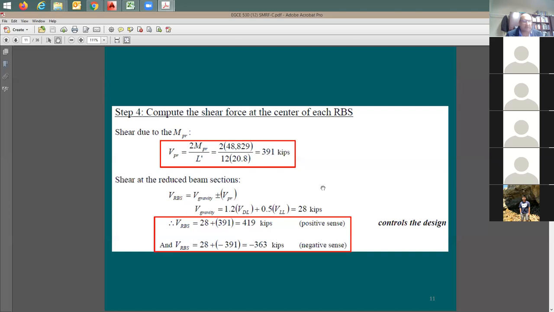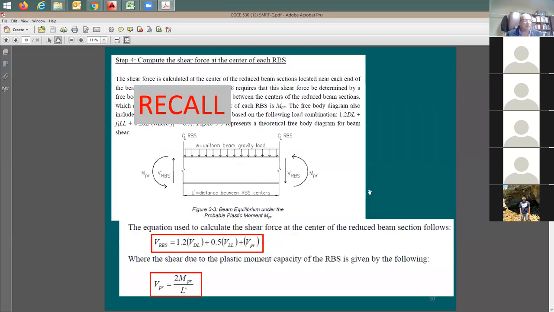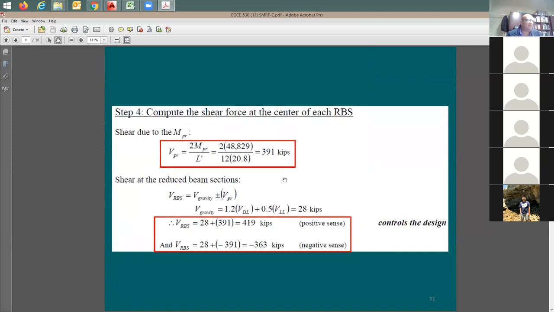Now for the mechanism shear or the V at the RBS connection, I'm gonna have one that adds the gravity. It's going to be the gravity usually, plus the 391, and the other one is going to be subtracting the 391. Why? Because VPR, this mechanism shear, one of them is going to be going up in the same direction as the gravity load, and this one is going to be subtracted, right? It's going to be subtracting from the equation, which is this one here. So you're going to have here 419 kips versus 363. Of course, this one controls. So I'm going to be using this for the shear check.